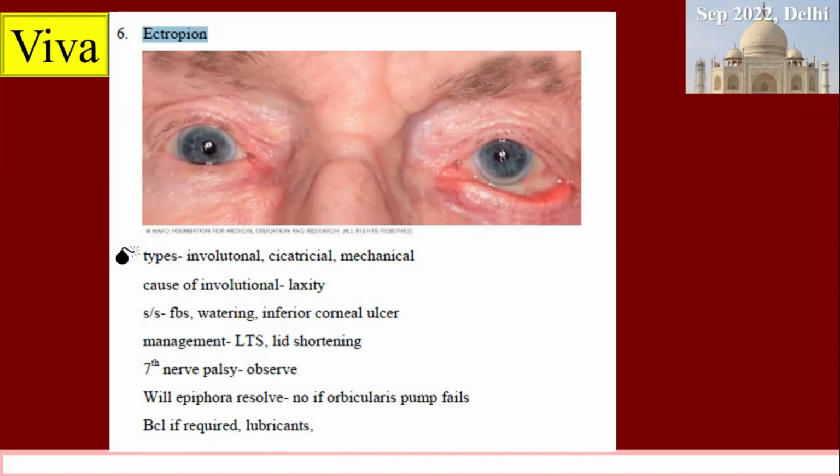Ma'am, I have a question. I read some points of this in Oxford. There is one line mentioned like that: if there is a horizontal lid laxity without any lateral or medial tendon laxity, wedge excision may be the option. Wedge excision, not lateral tarsal strip. They are saying that in Oxford. Actually, I can't get the message of that line. They're saying that if there is only horizontal lid laxity, no lateral or medial canthal laxity, only wedge excision is sufficient.